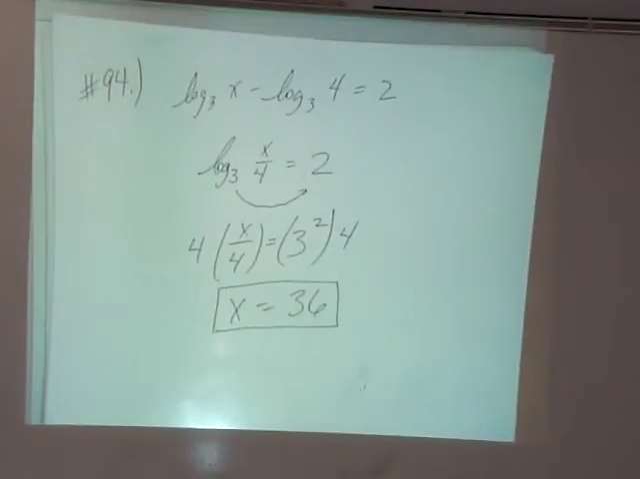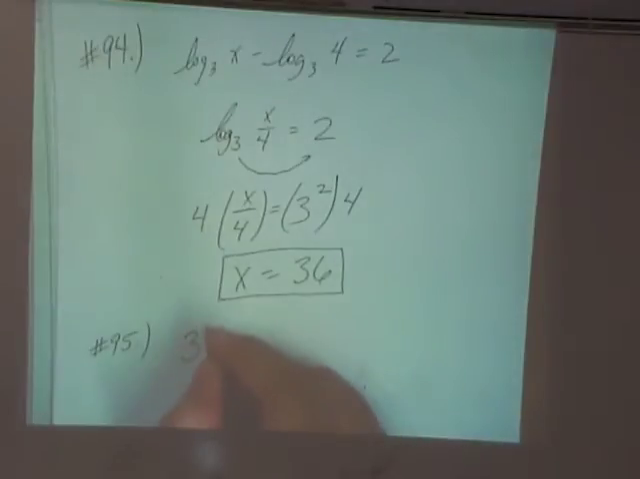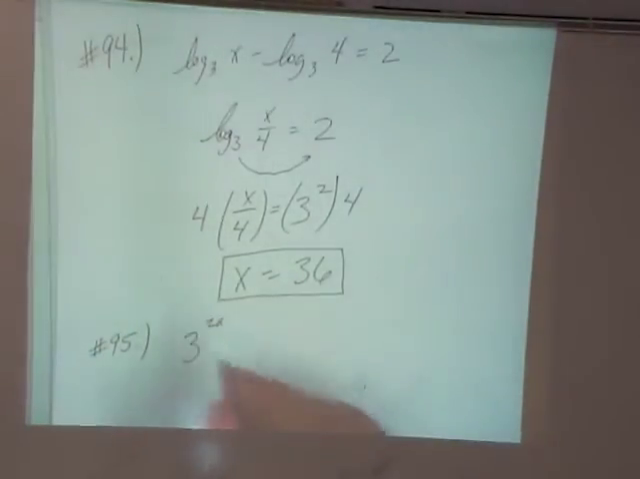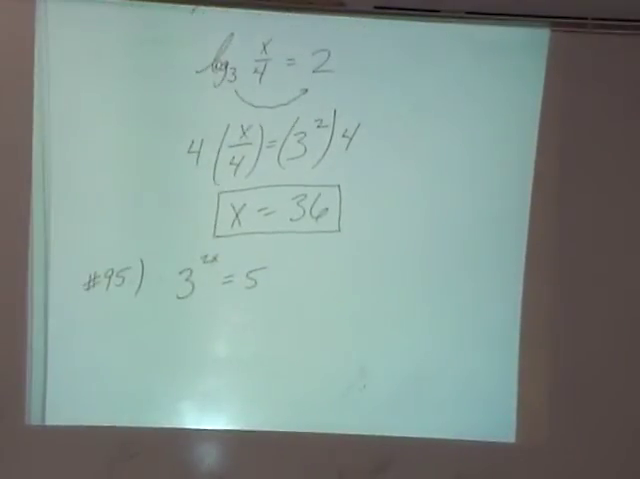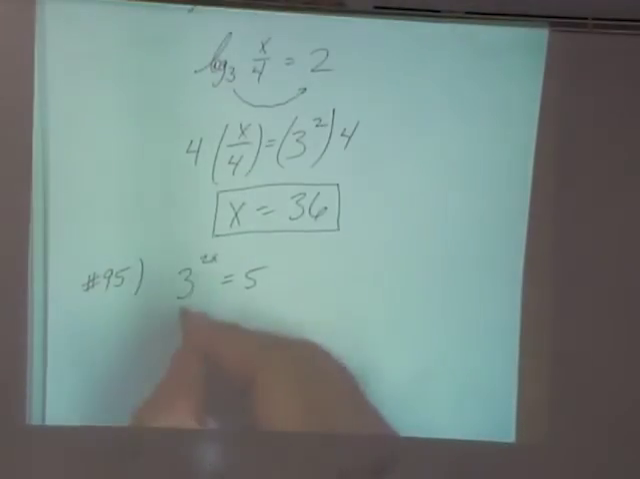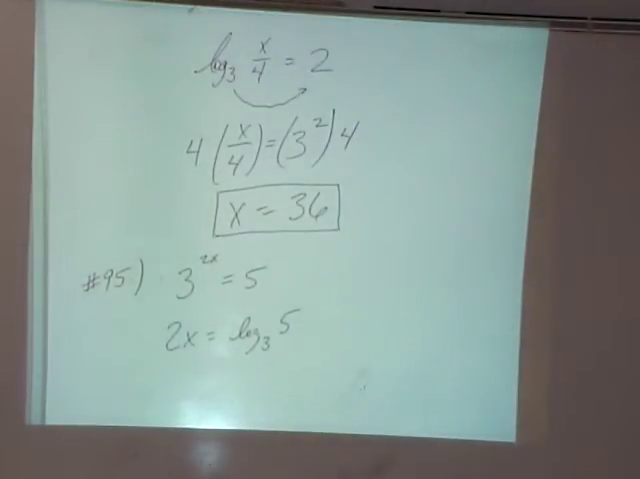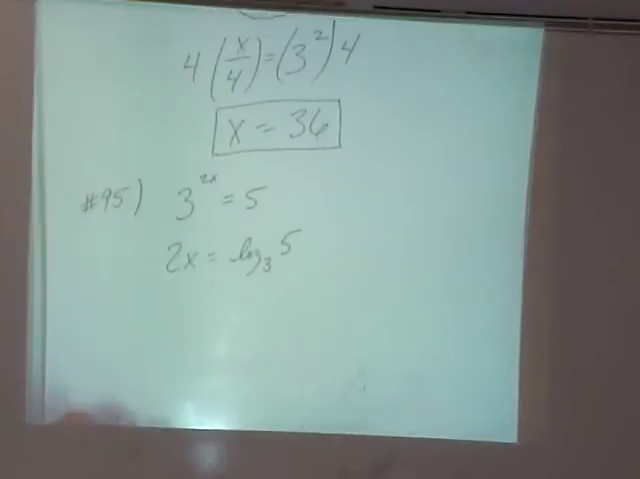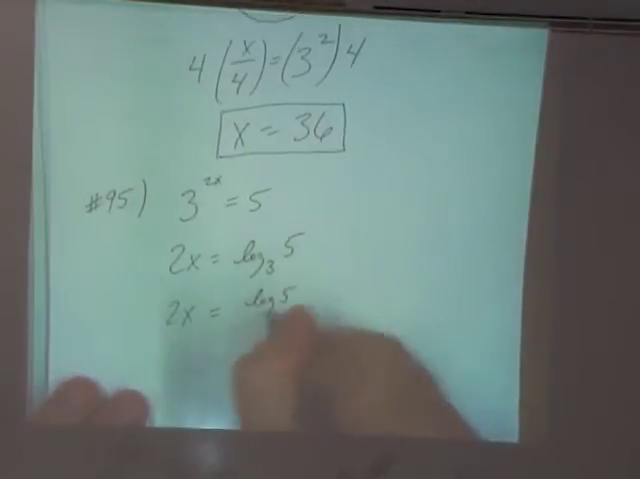All right, 95, solve for x. 3 to the 2x power equals 5. I've got a variable in my exponent, that's what logs are for. So put it in logarithmic form, move the 3 over, so 2x equals log base 3 of 5. That's just a number. We're going to plug that in our calculator. 2x equals log of 5 divided by log of 3.